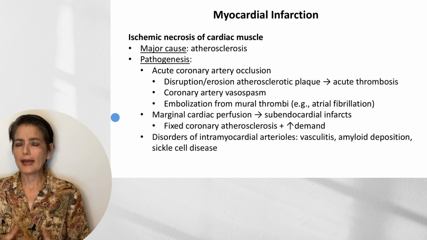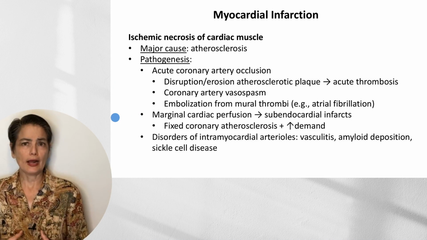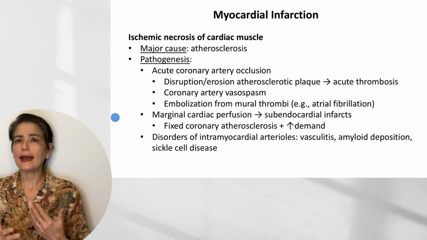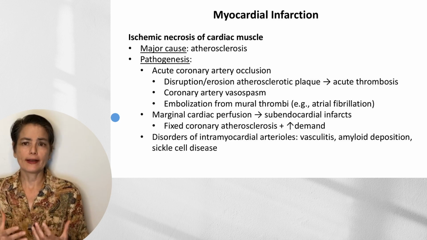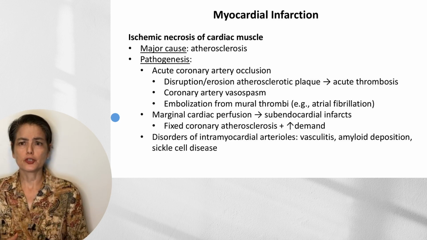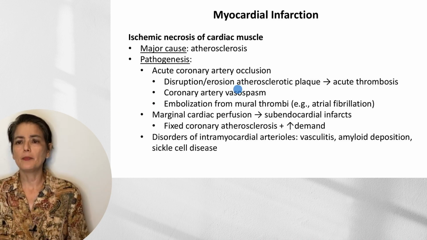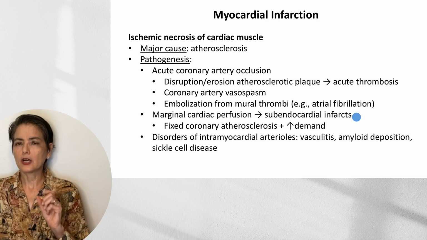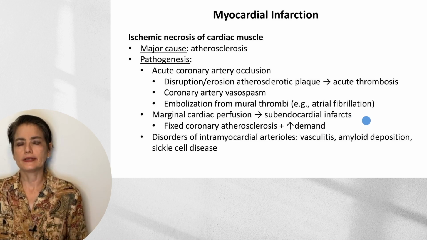Now, a second mechanism is marginal cardiac perfusion. We see this when we have a patient who has fixed coronary atherosclerosis and may be at the very edge of cardiac function. If that patient then has a sudden burst of exertion, this is going to compromise the heart and can lead to subendocardial infarcts. And I'll talk about the difference between subendocardial infarcts and transmural infarcts in a bit.